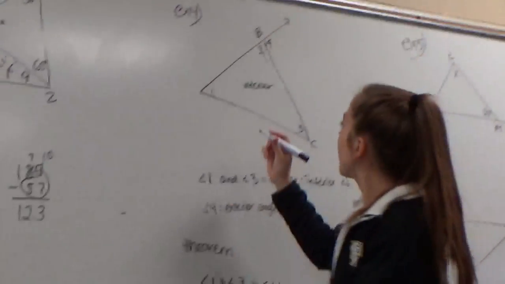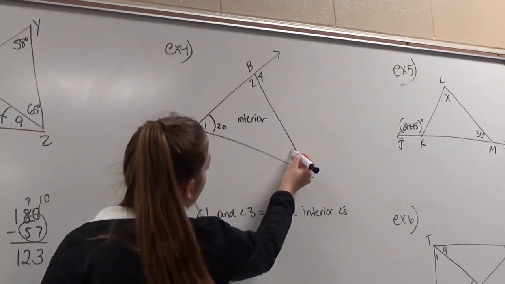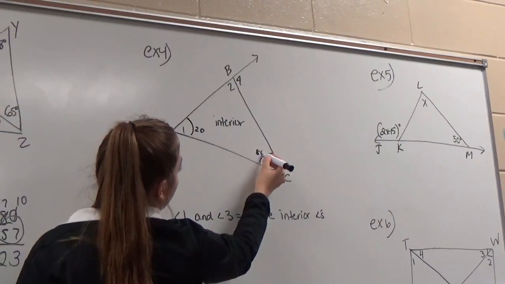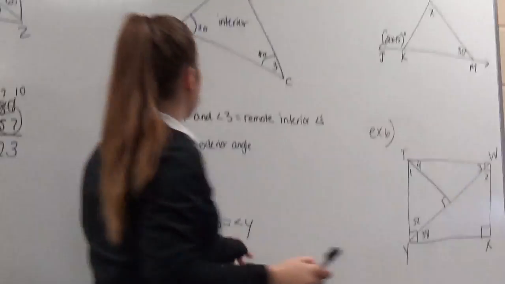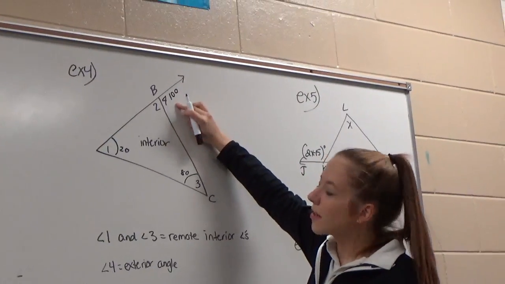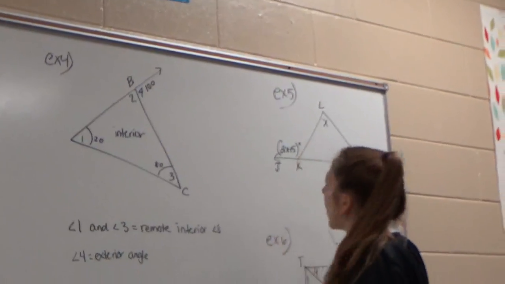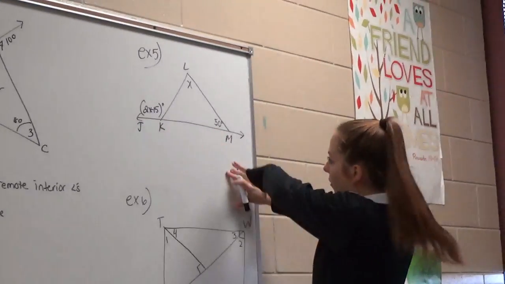So, for example, if this was 20 degrees and this was 80 degrees, angle 1 plus angle 3 equals angle 4. So what would this be? This would be 100 degrees. That's what that's saying. All right, let's go to example 5. Now we're going to do an example of that over here.